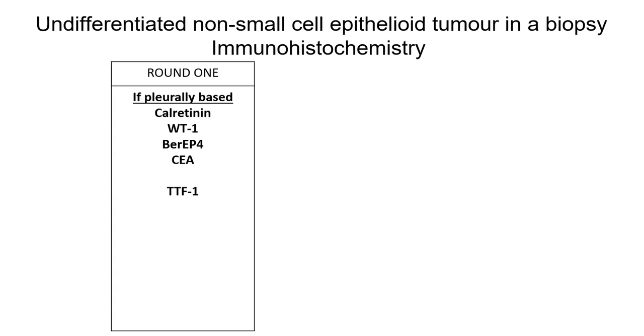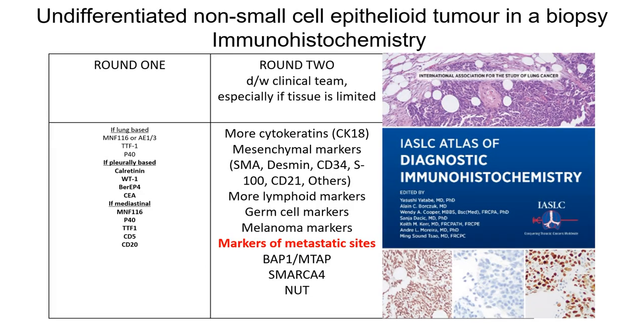If the diagnosis is not conclusive, then I would move to a broader immunohistochemical panel, maybe bring in mesenchymal markers if you're considering an epithelioid mesenchymal tumor, a broader spectrum of cytokeratins, lymphoid markers, melanoma markers, markers of metastatic carcinoma sites. BAP1 can be of value because it's pretty rare outside of mesothelioma. And then for the more pleomorphic tumours, SMARCA4 and NUT immunohistochemistry.